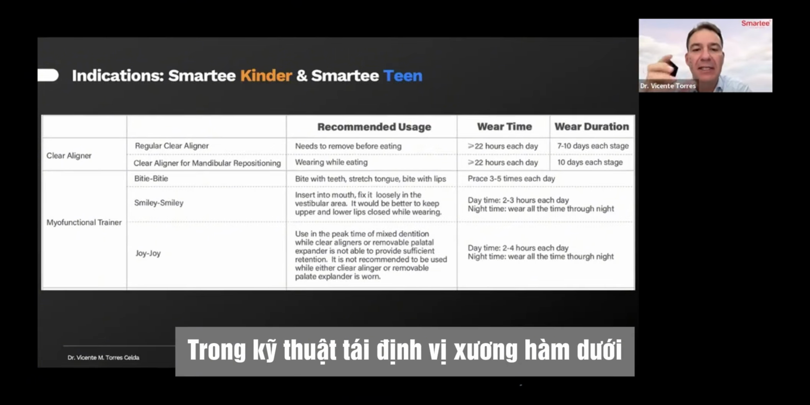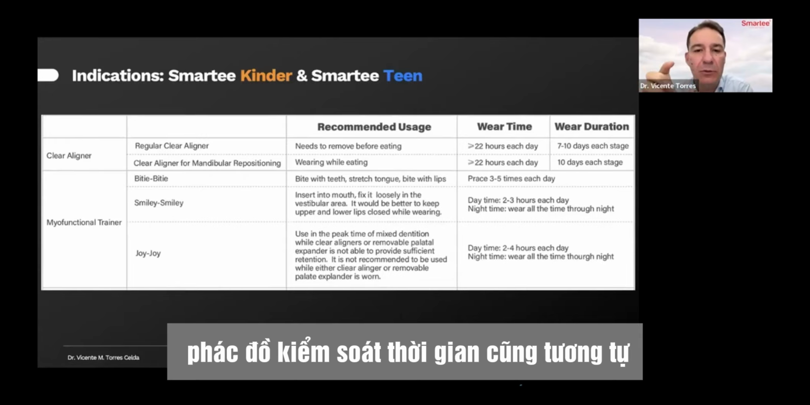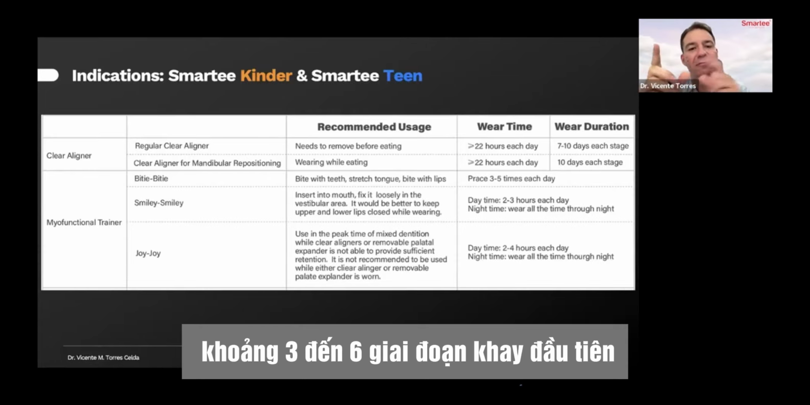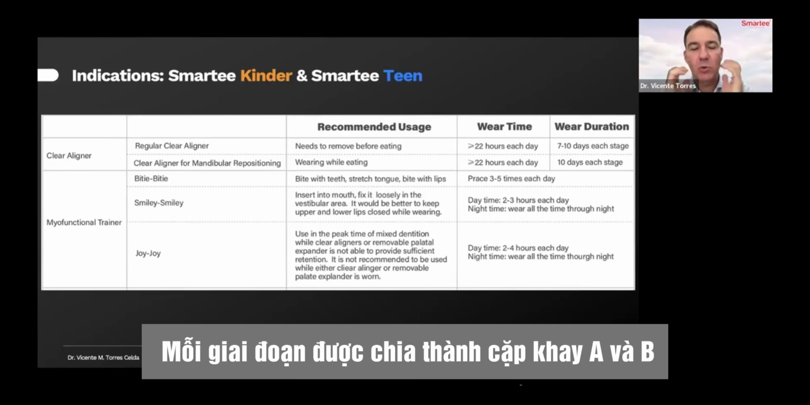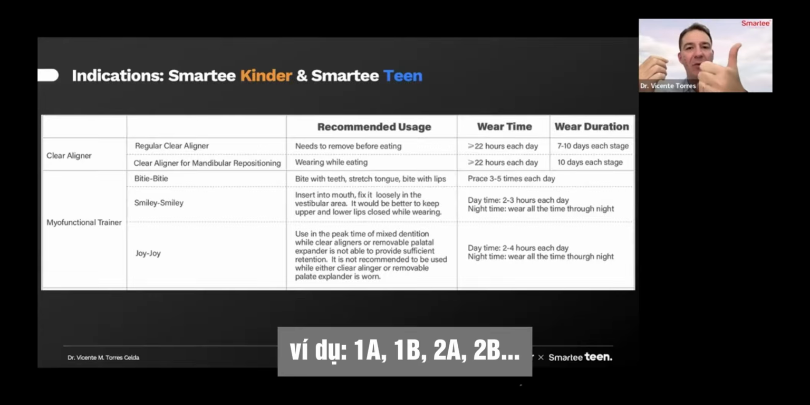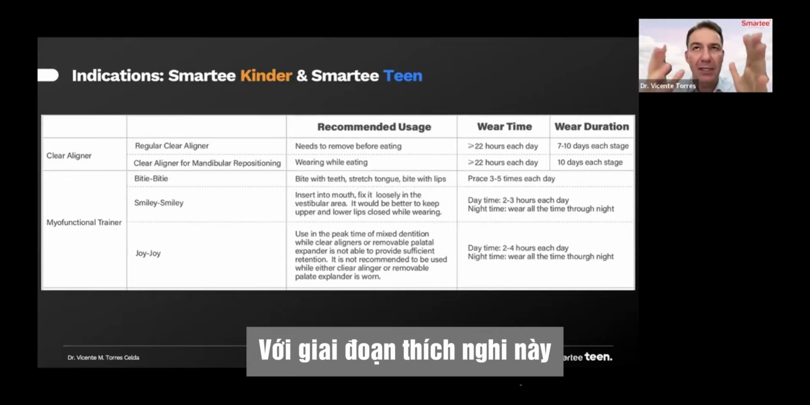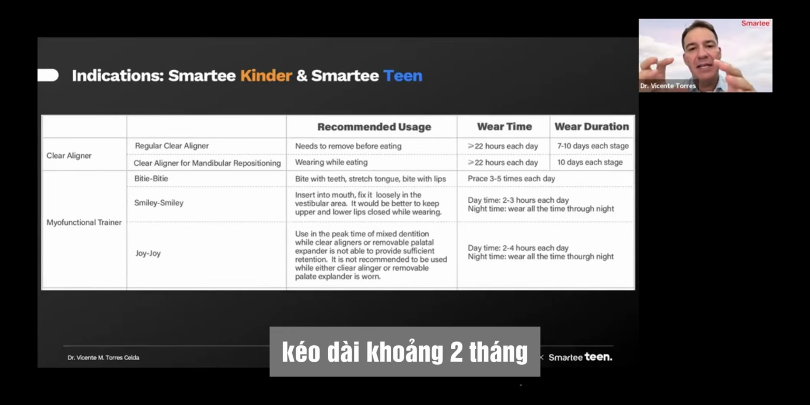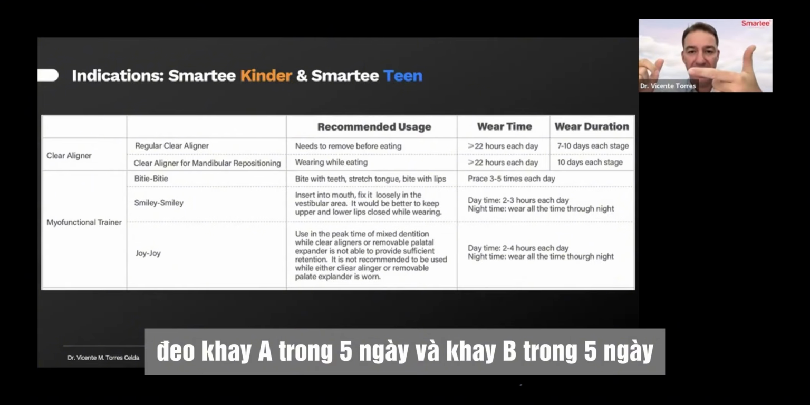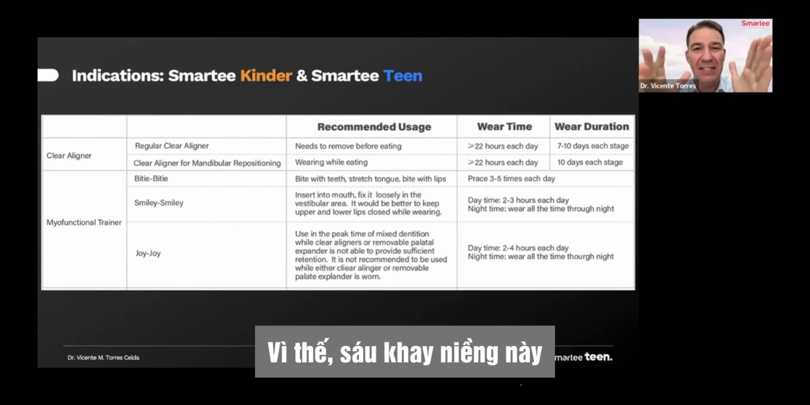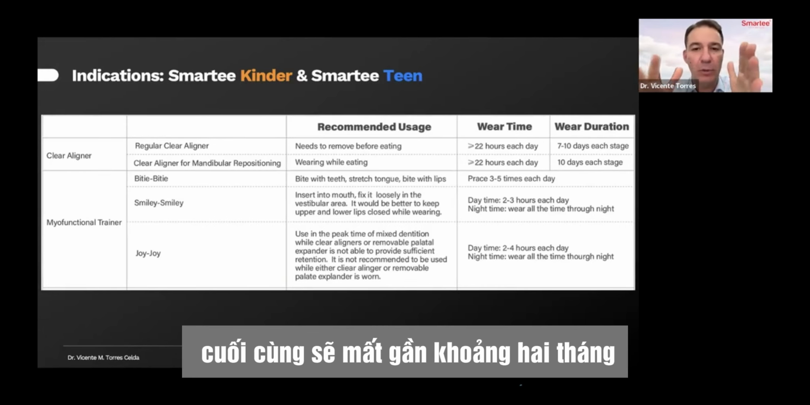In mandibular repositioning, it's similar. Normally, when you ask for a mandibular advancement, the first 3 or 6 aligners are for the mandibular repositioning, for the myofunctional adaptation. So you have 2 aligners, A and B, for example 1A, 1B, 2A, 2B. Normally it's between 3 and 6 aligners. These kinds of aligners I prefer to change every 10 days, so I use A 5 days, B 5 days. So this is 6 aligners, and at the end it's near 2 months.